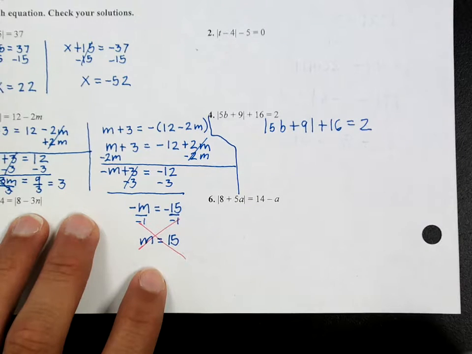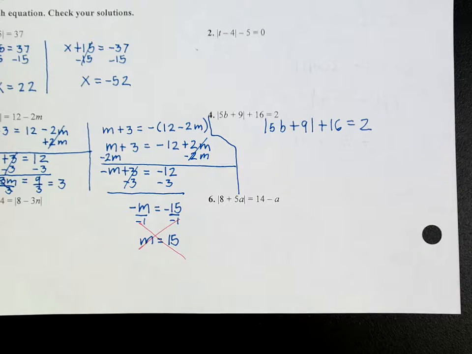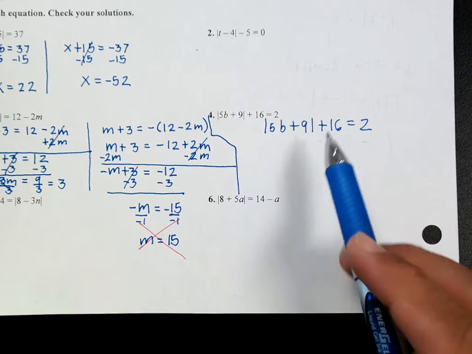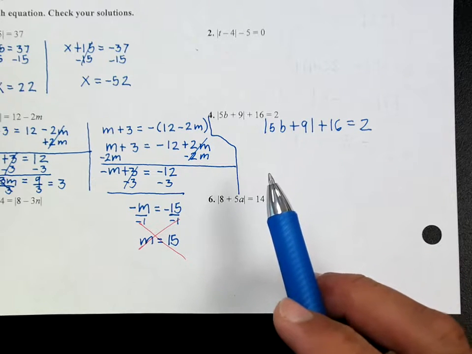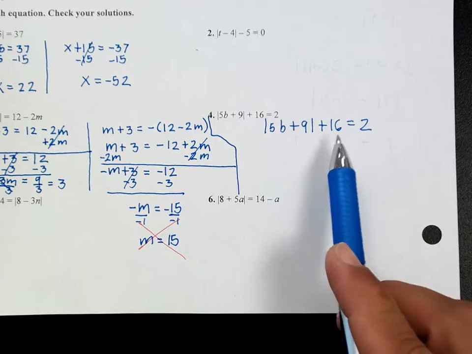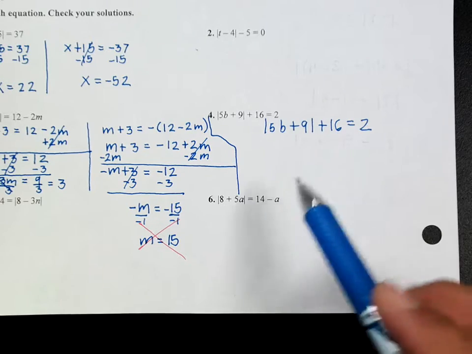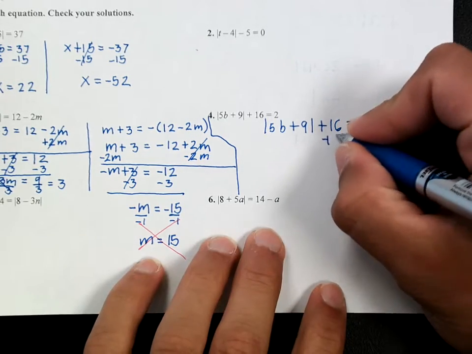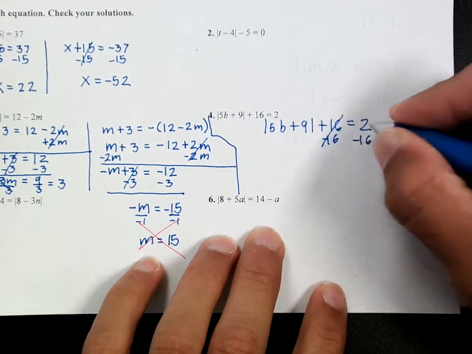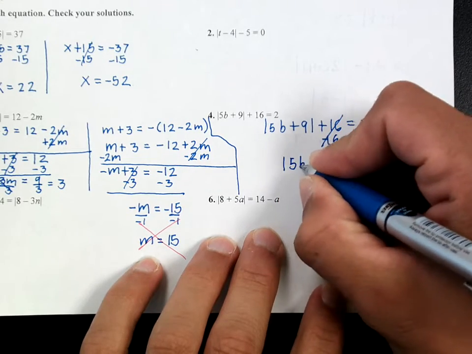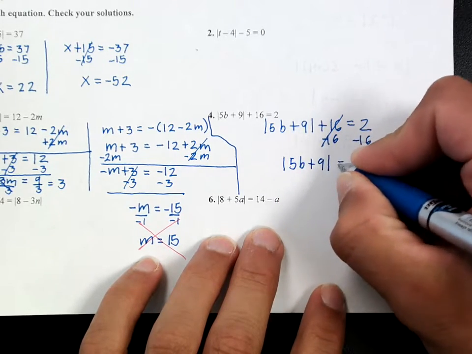So I'm just going to rewrite that here. That's the original equation. What is the first step? And if you don't know, read at the top of the stuff that I wrote. What's the first step? Isolate. So we're going to isolate, right? So how do I isolate this absolute value? Basically what I'm asking is how do I get rid of that 16? Alright, so we're going to subtract the 16. So we have the absolute value of 5b plus 9 is equal to negative 14.